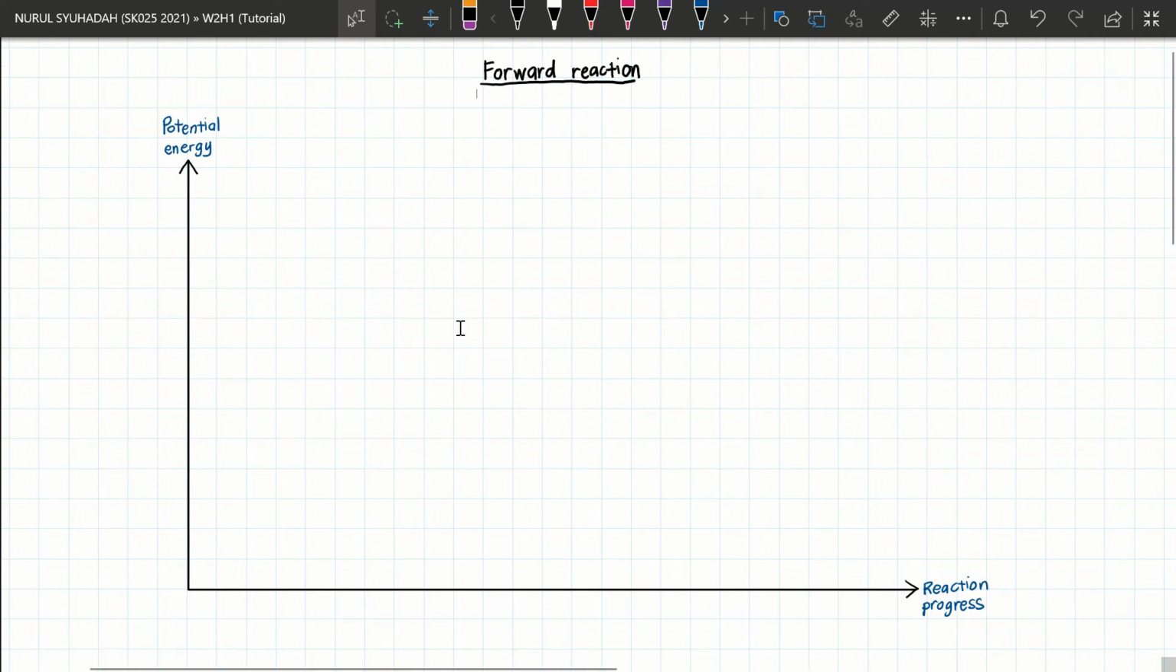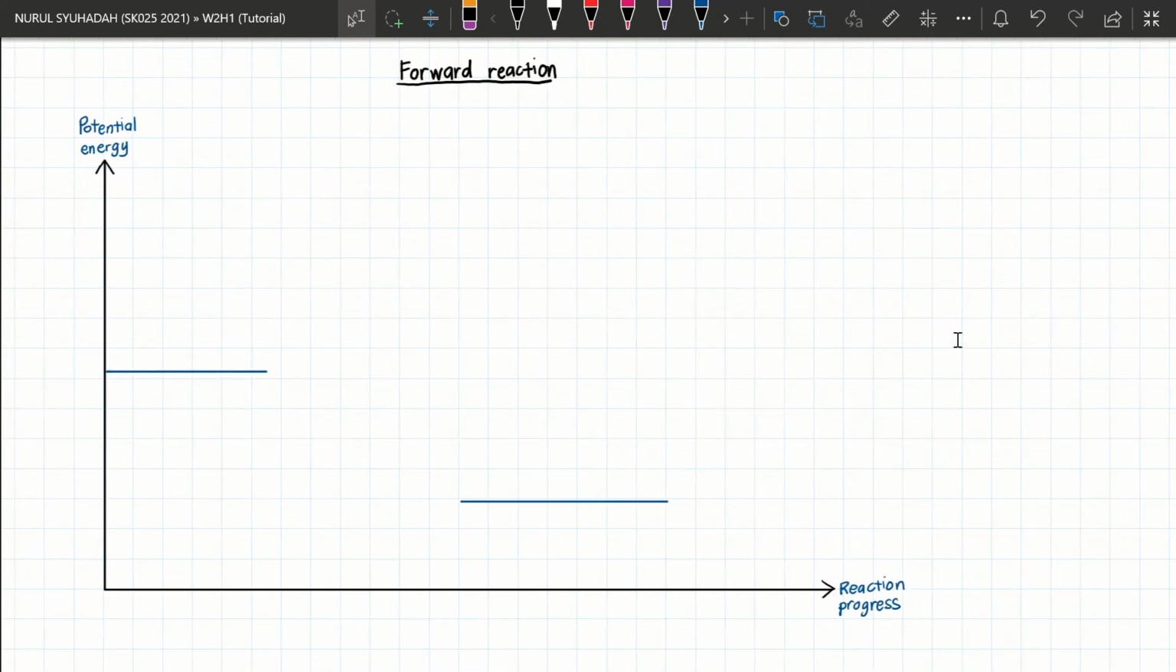So now, after labeling forward reaction, the next thing is for you to put on the reactant and the product first. So I have my two lines here. Since this is an exothermic reaction, the line for the reactant will be slightly higher and the line for the product will be a bit lower here.